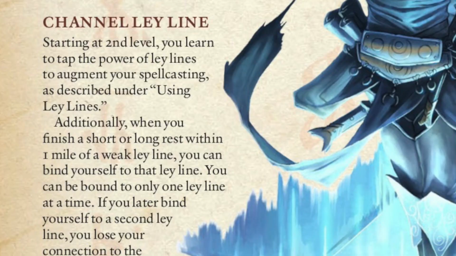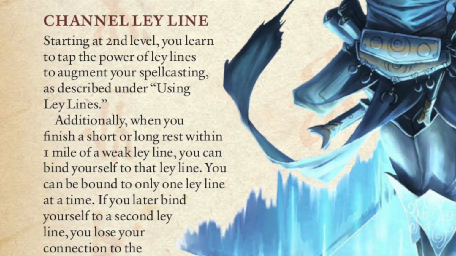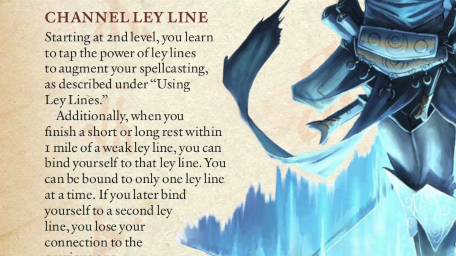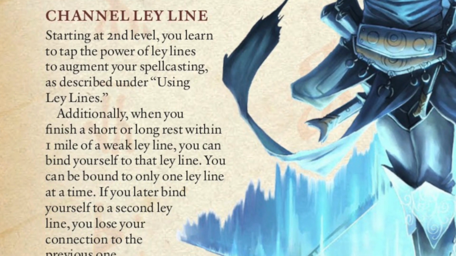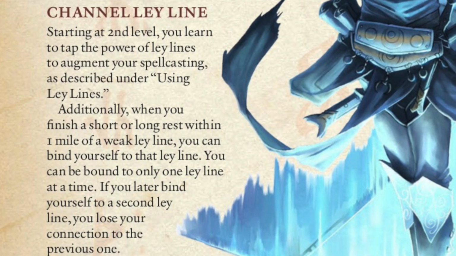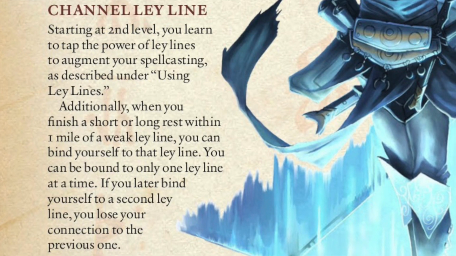At level 2, you also get Channel Ley Lines. Starting at second level, you learn to tap the power of ley lines to augment your spellcasting as described under using ley lines. Additionally, when you finish a short or long rest within 1 mile of a weak ley line, you can bind yourself to that line. You can be bound to only one ley line at a time. If you later bind yourself to a second line, you lose connection to the previous one.